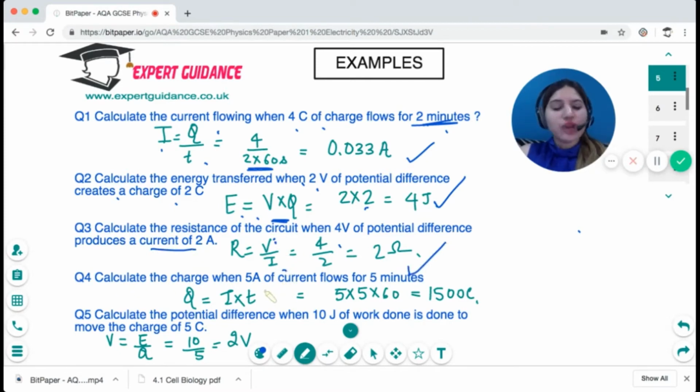Next is the charge when a 5 amp current flows for 5 minutes. Again, we need to convert 5 minutes into seconds, and charge is current times time. So that becomes 5 times 5 times 60, which is 1500 coulombs.